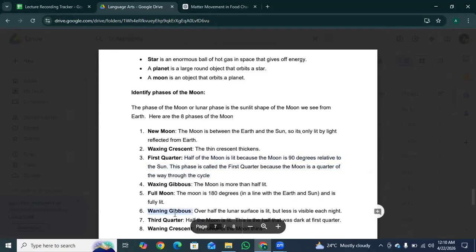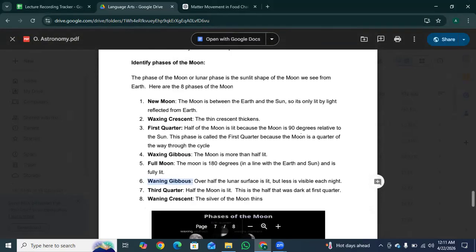Waning gibbous. Over half the lunar phase is lit, but less is visible each night. Like the light starts to shrink, it is still more than half lit, but getting smaller.